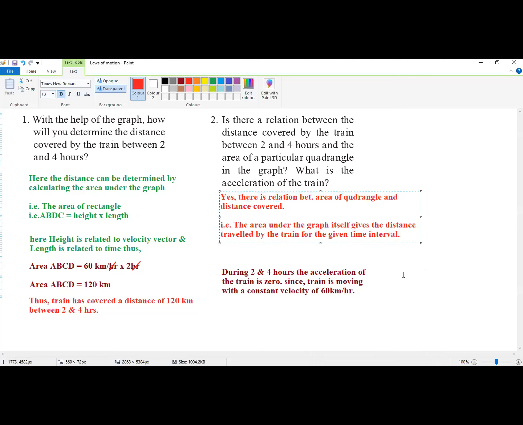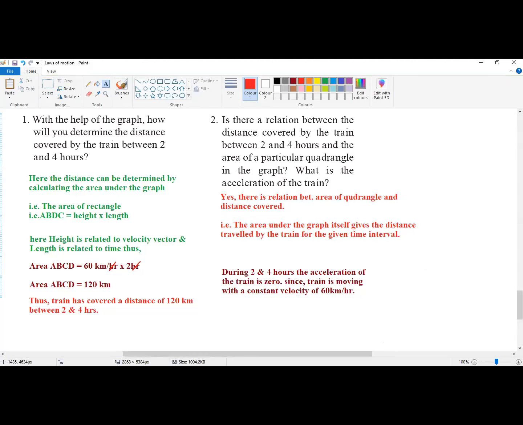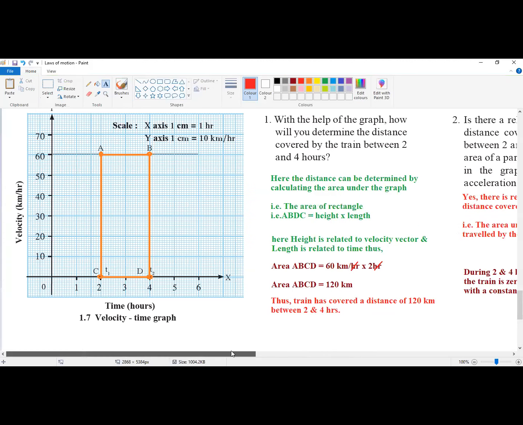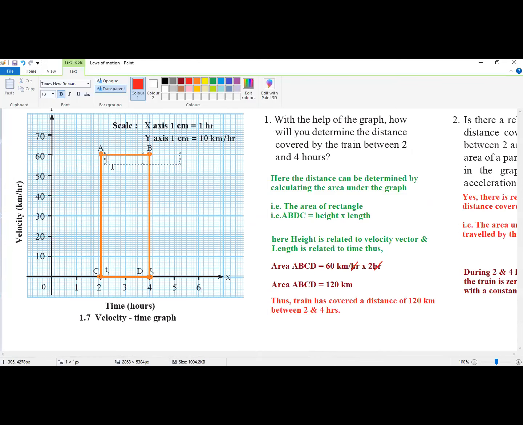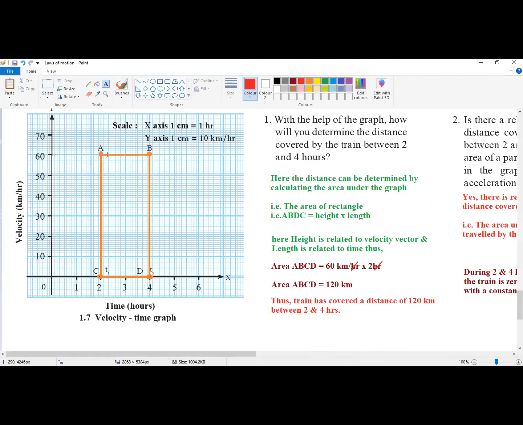Next question, what is the acceleration of the train during that time interval? Now see, if you look at here, then the train is moving with a constant velocity. Now since velocity is constant, will there be any acceleration? No.